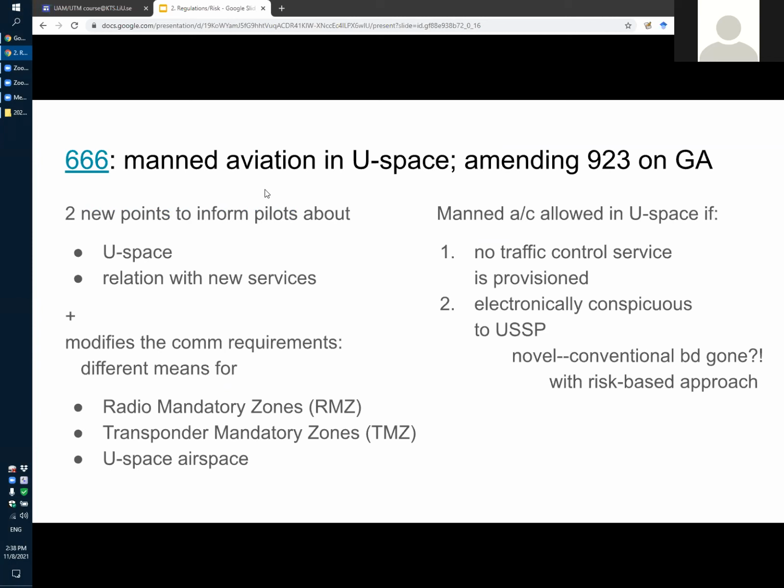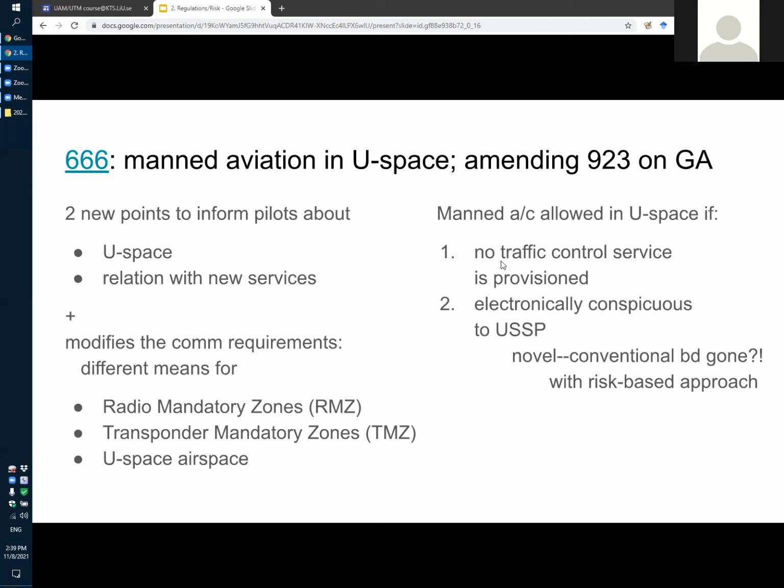This one is about manned aviation in U-Space, amending the previous regulation for manned aircraft. Basically, 2 new points, just to let manned aviation pilots know that there is U-Space with a certain set of services, and that in certain places you would have to meet certain requirements for communication, like radio, which can be mandatory, or a transponder, which may be mandatory, and that there exists U-Space airspace, a special zone which didn't exist before. And manned aircraft are actually allowed in U-Space. I wouldn't say that what's in this regulation is the complete and final answer to all questions on how manned aviation should integrate with unmanned.